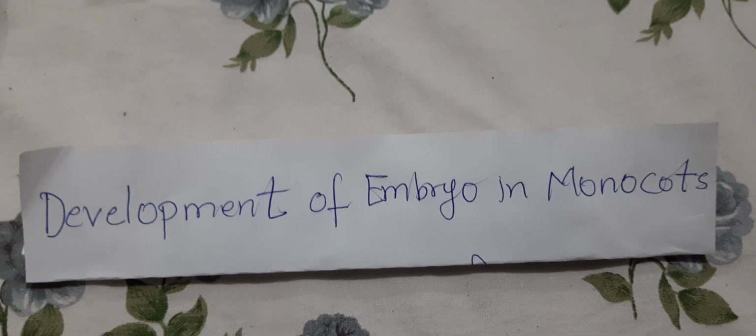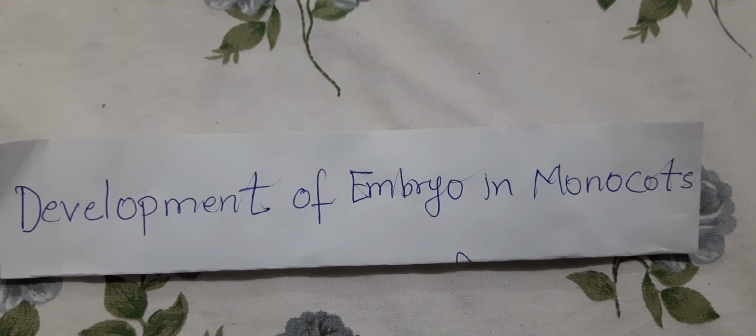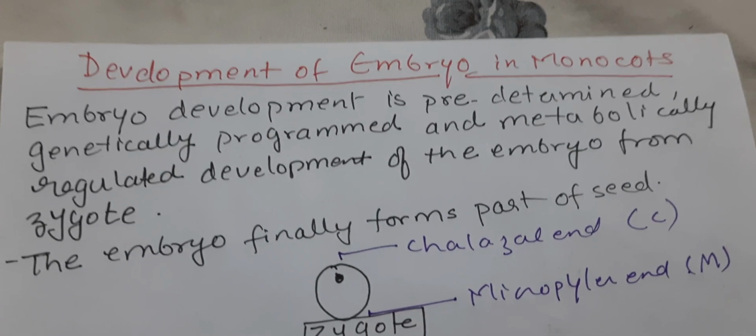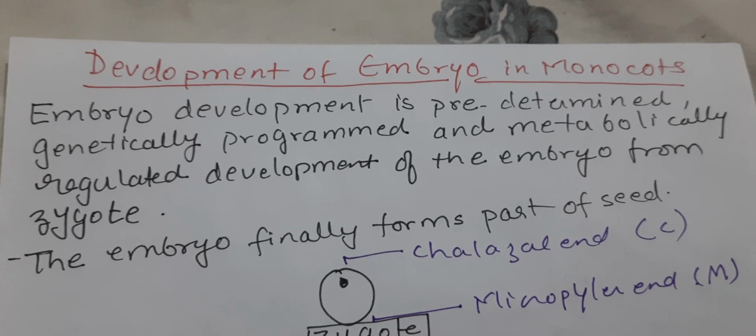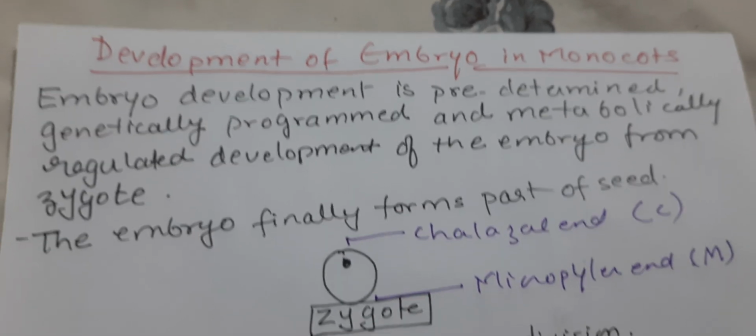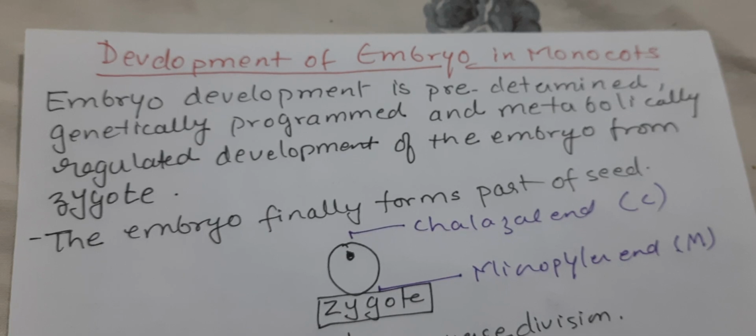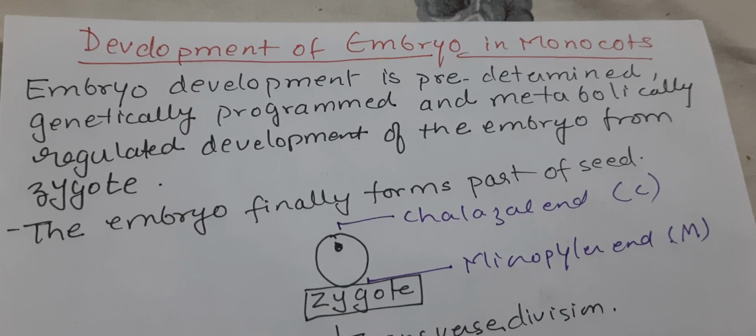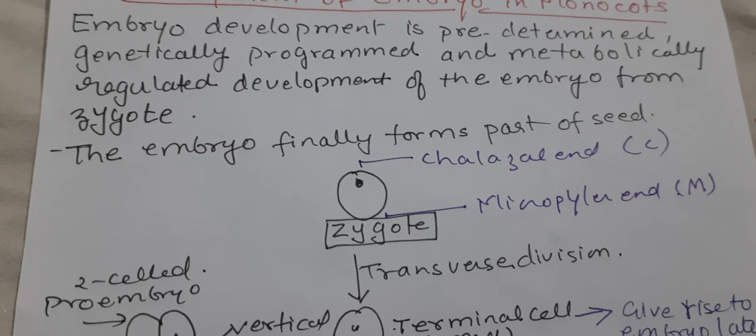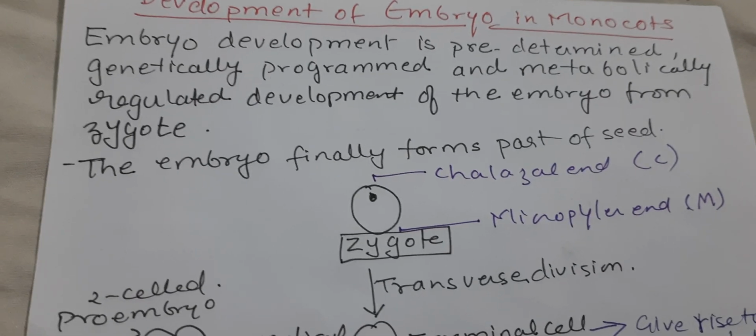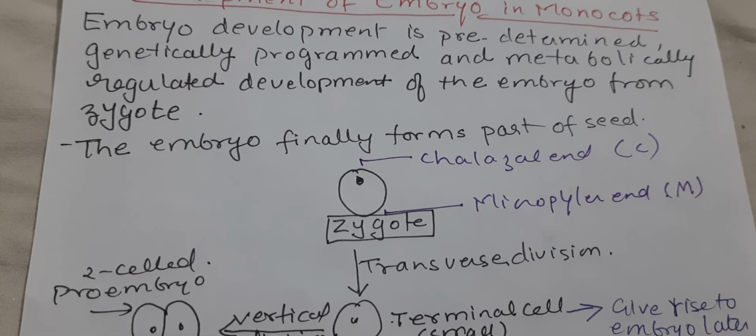Dear students, today we will talk about development of embryo in monocots. So embryo development is the predetermined, genetically programmed and metabolically regulated development of embryo from zygote. So how is the zygote formed? The zygote is formed by the fusion of the female gamete and the male gamete.